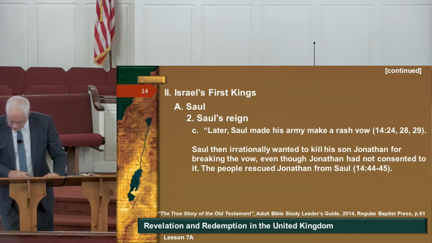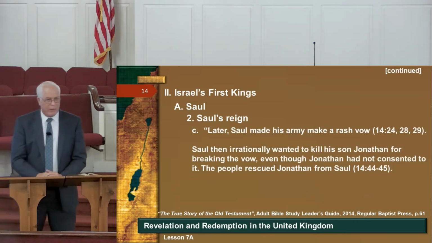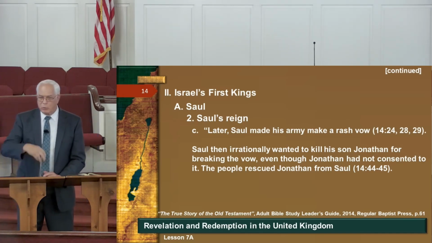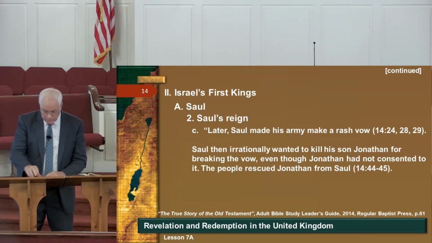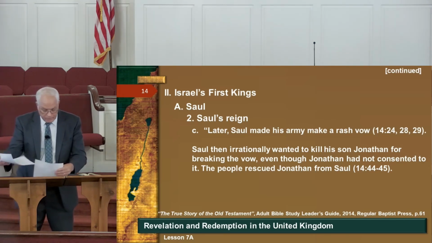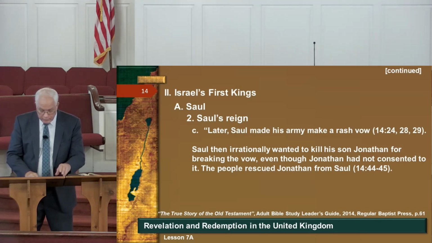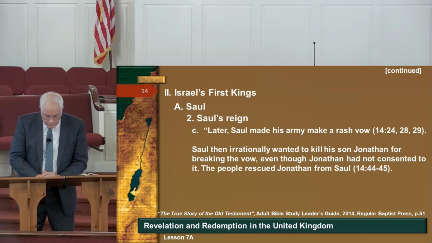Moving on. He makes a rash vow with his soldiers, his military guys, in chapter 14 here. Chapter 14, verse 24. And the men of Israel were distressed that day, for Saul had adjured the people, saying, Cursed be the man that eateth any food until evening, that I may be avenged on my enemies. So none of the people tasted any food.